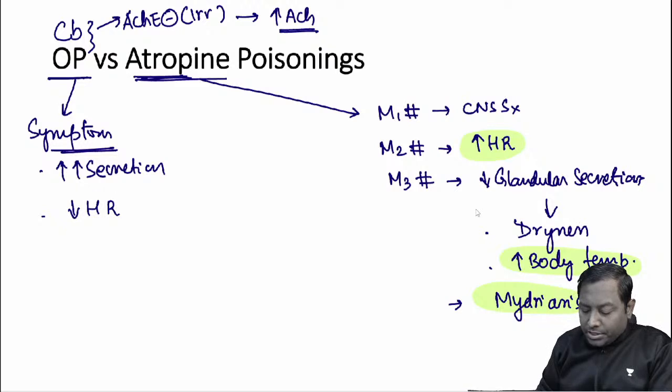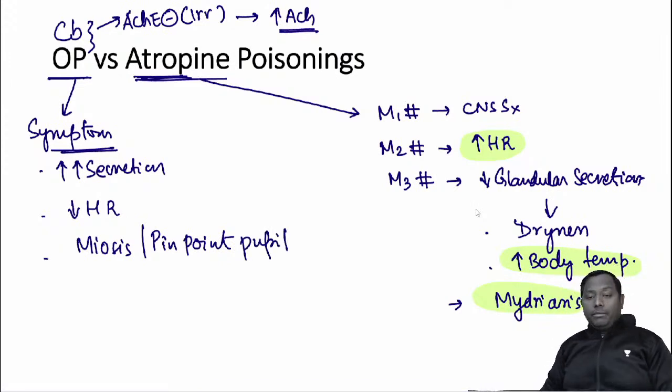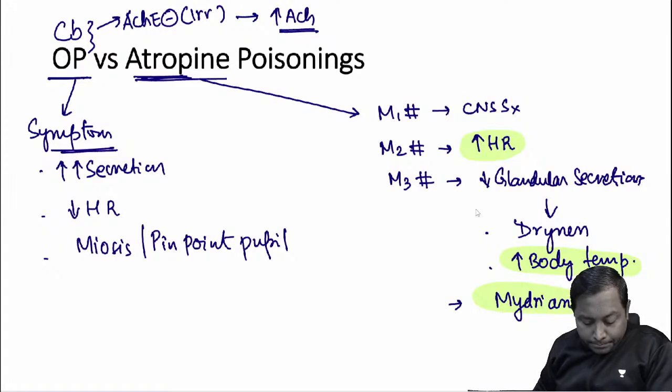What happened to the pupil size? There will also be pinpoint pupil. There will be miosis. Sometimes it is also termed as a pinpoint pupil. However, pinpoint pupil can also be seen in many other scenarios, like morphine poisoning, pontine hemorrhage, and in all of them. I hope all of you can easily distinguish between these two.